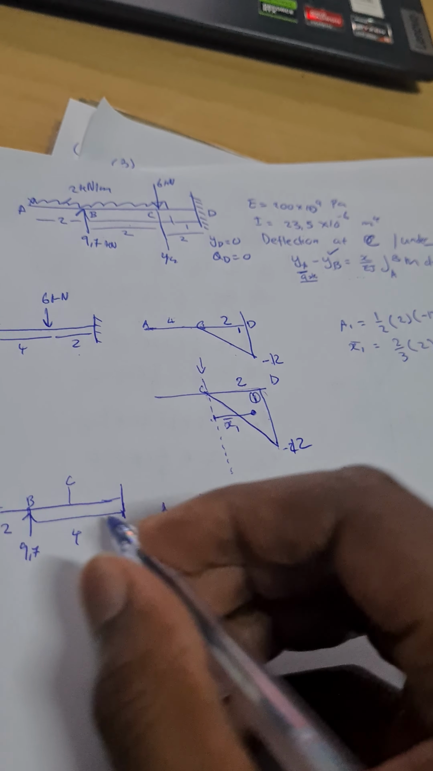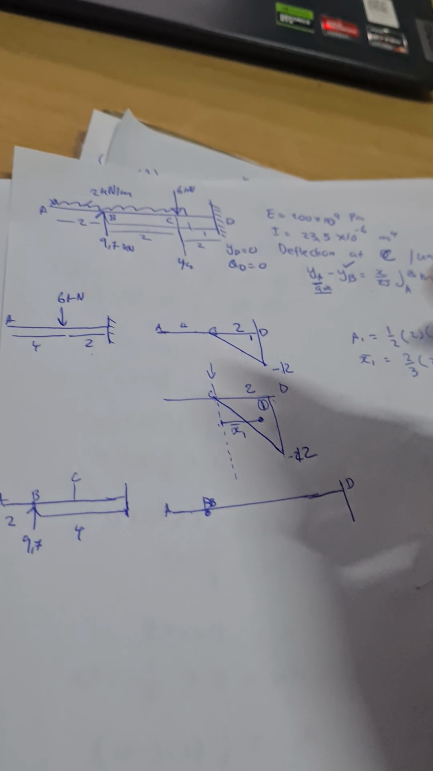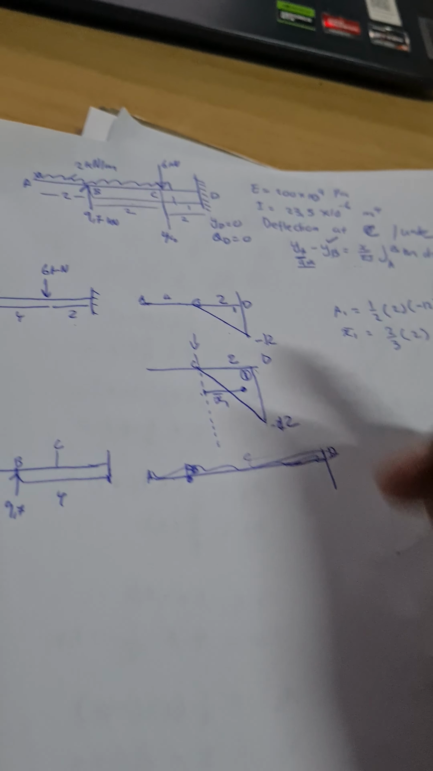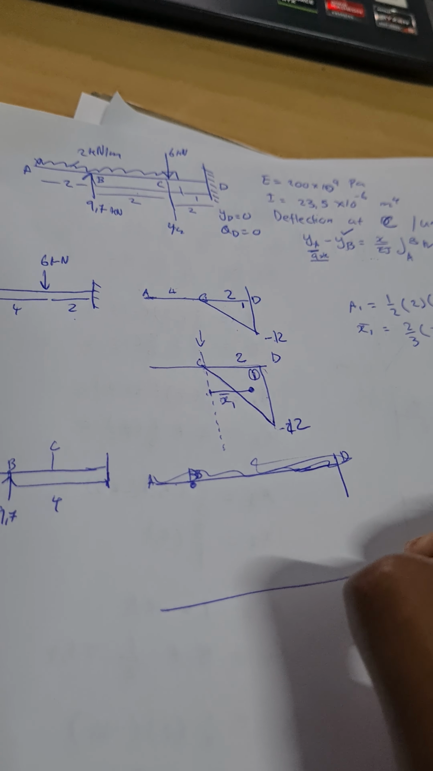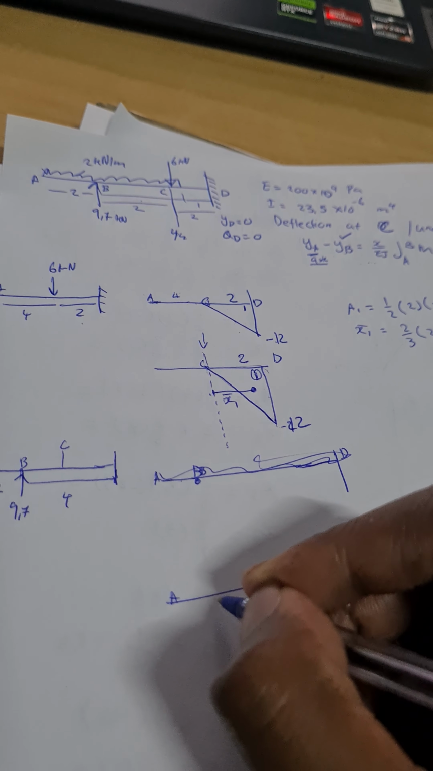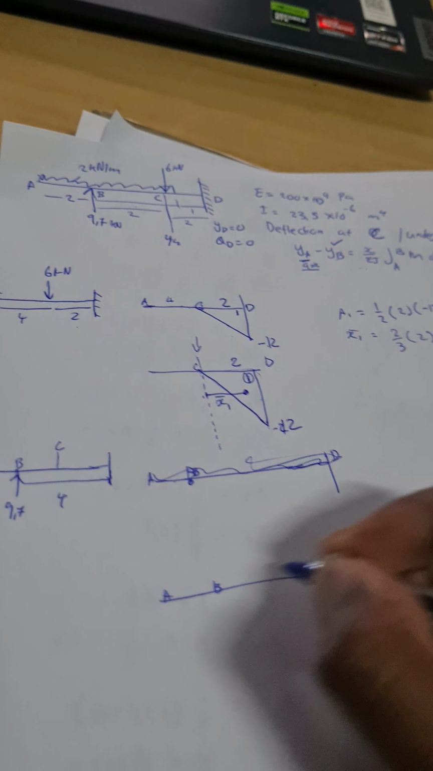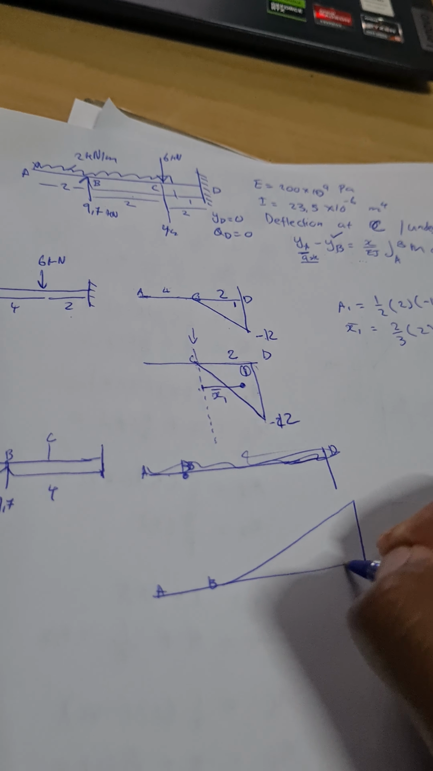And then from here, we have a point. Okay, let me wrap this one. Let me just draw it here because it's going up. So we have A, and then point B, and from point B, we have something like this.